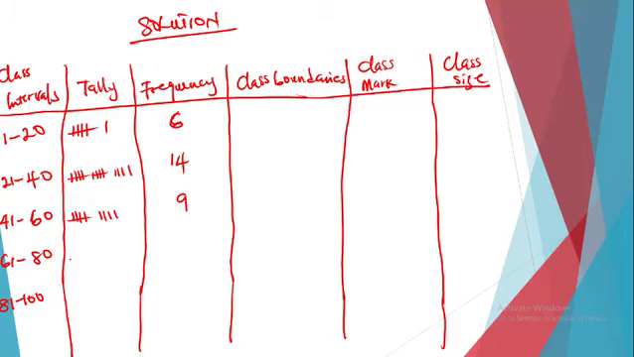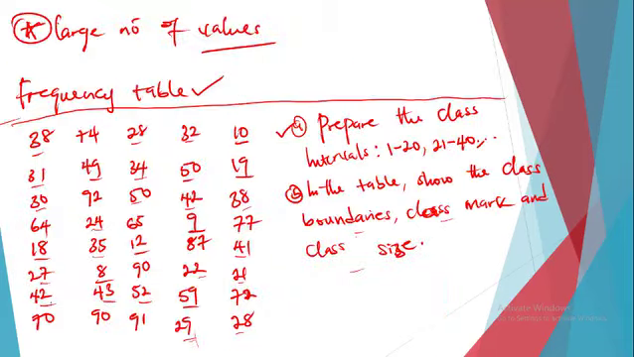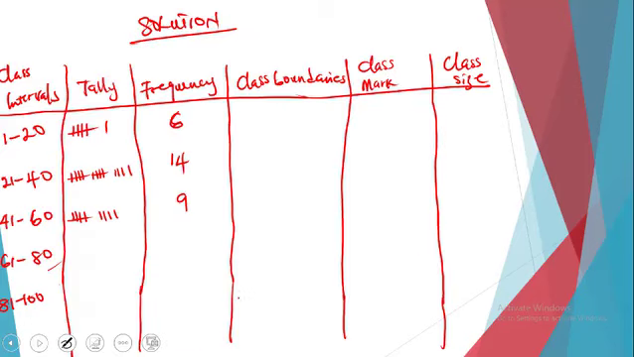Then we have 61 to 80. 61 to 80. 1 2 3 4 5 6. There are 6 of them. We have here to be 6. 1 2 3 4 5, then 1.